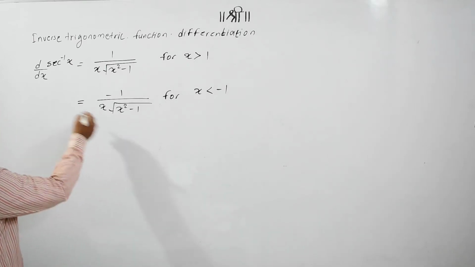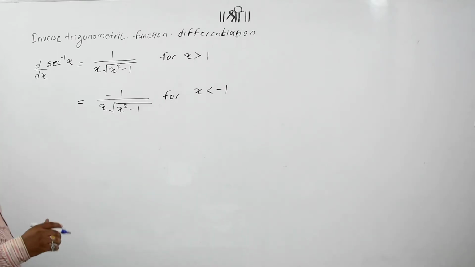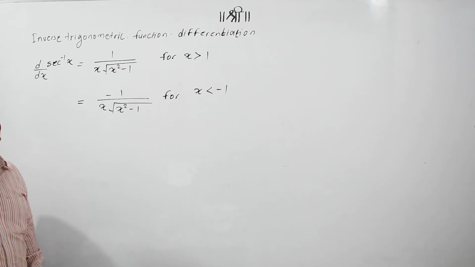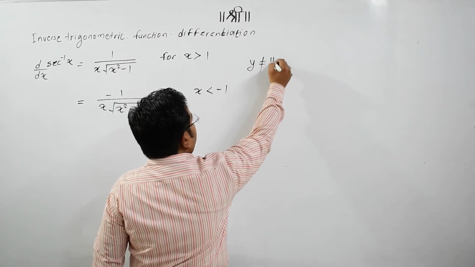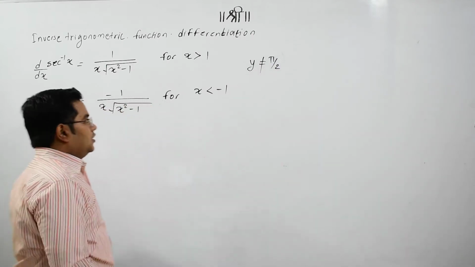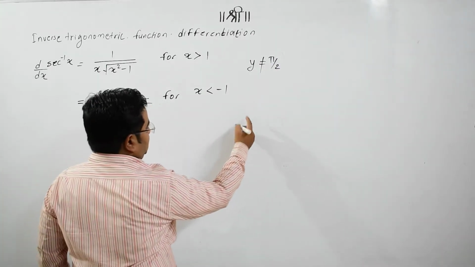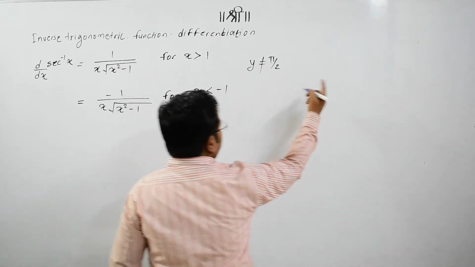Now the most important task is done. Another important part is what? That interval part. If the interval part is dealing with these values, what should be another condition? y should not be equal to pi by 2. How? I will explain this step. Why y should not be equal to pi by 2.